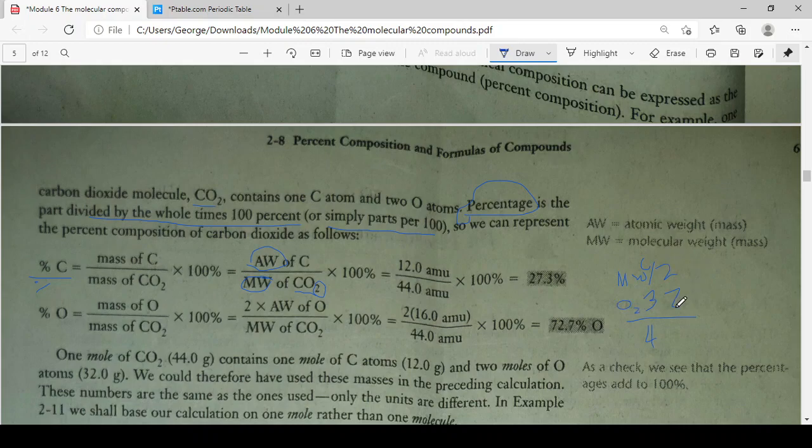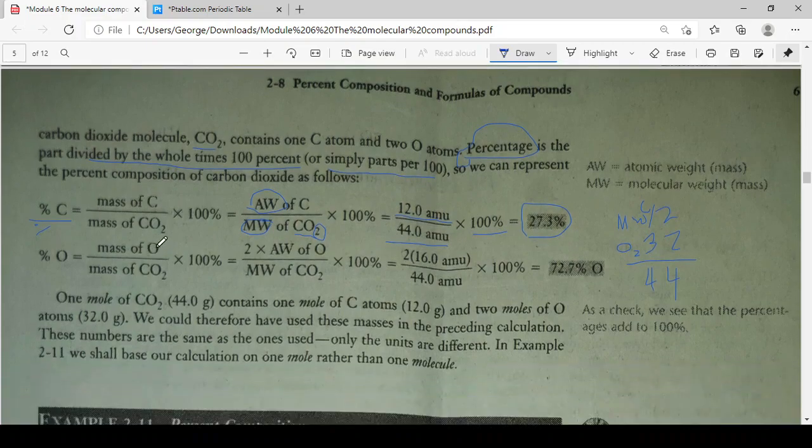So, 12 plus 32 is equal to 44. You now have the atomic mass units of your carbon and your carbon dioxide. Multiply it by 100% and you now have your final answer of 27.3%. So that is the percent composition of your carbon.